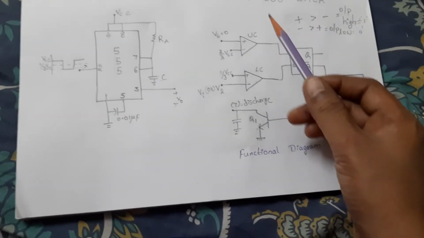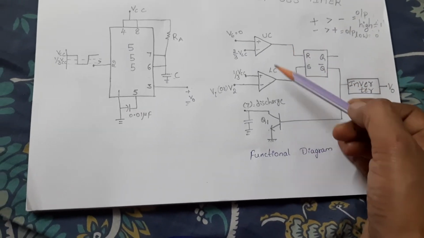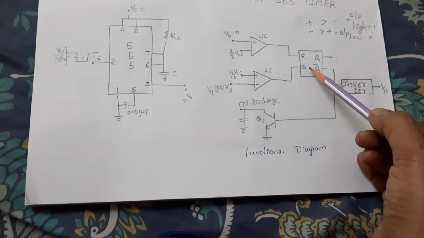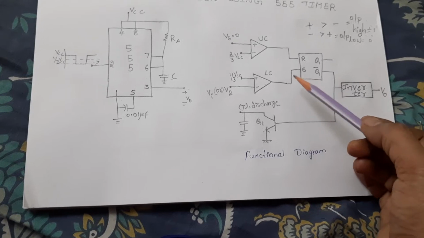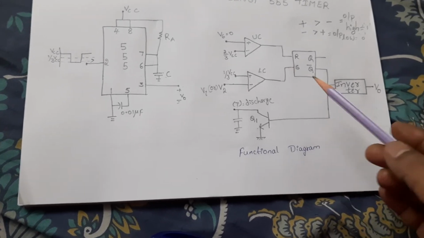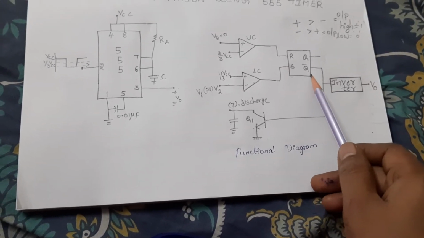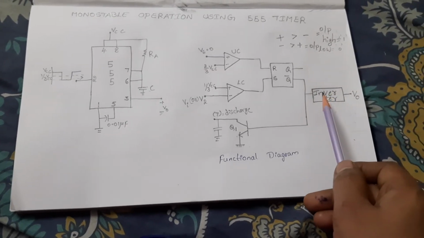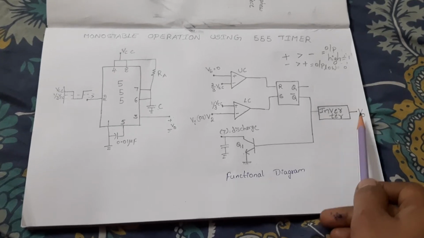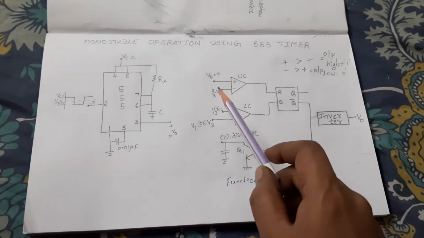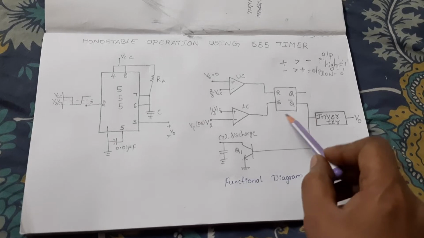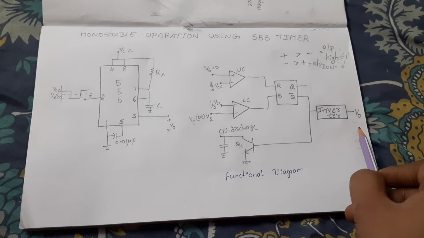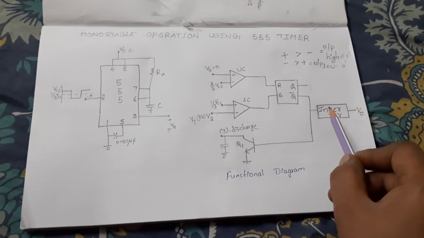Coming to the discussion of our functional diagram, the upper comparator and lower comparator are connected to the flip-flop. Here we are using the RS flip-flop. The Q bar output is connected to an inverter, and then V0 is the total output of this monostable circuit. The Q bar output will be the inversion of V0, as it is connected to the inverter.